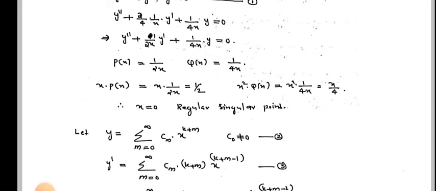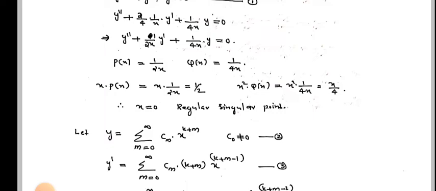Then x times p(x) is equal to x times 1/2x, which is equal to 1/2, and x squared q(x) is equal to x squared times 1/4x, which is equal to x/4. Therefore, x equal to 0 is a regular singular point.